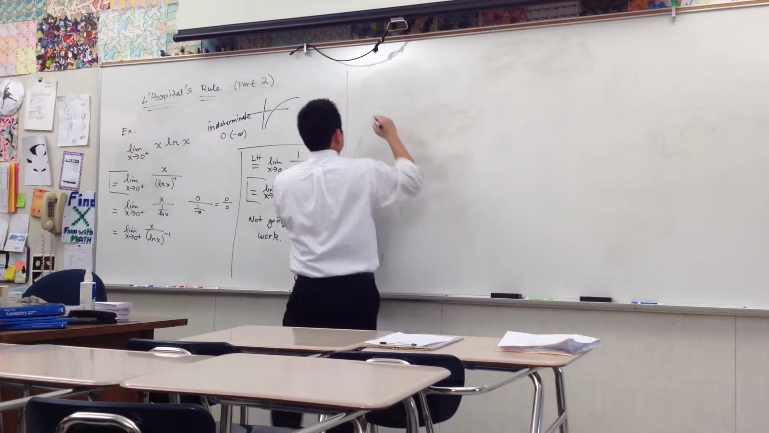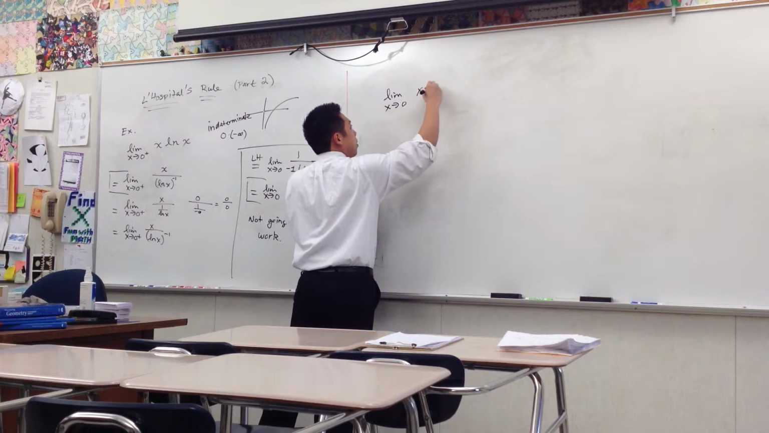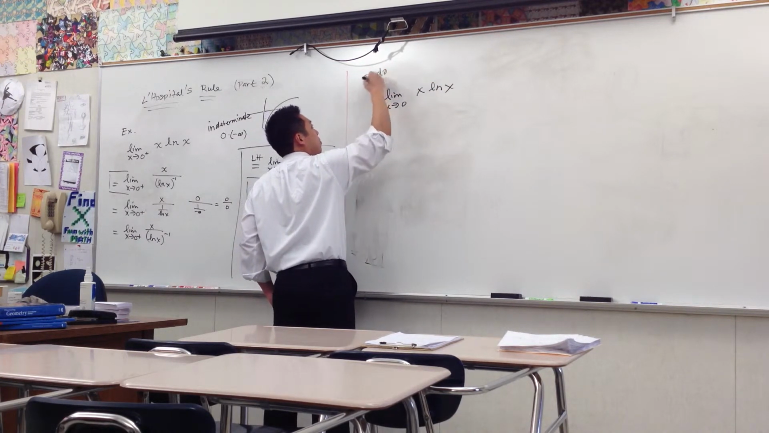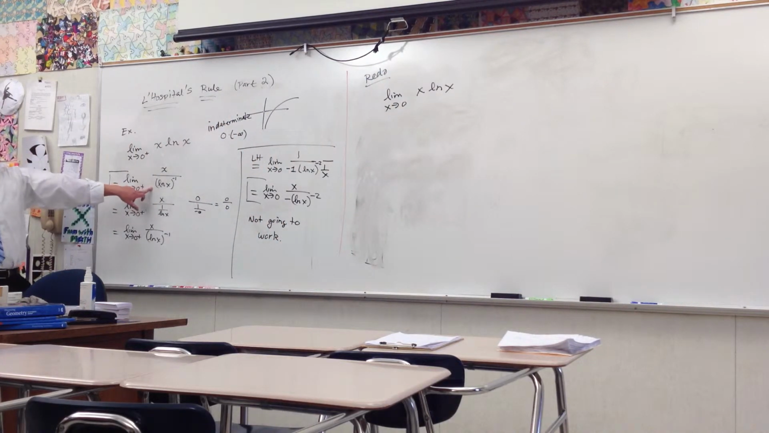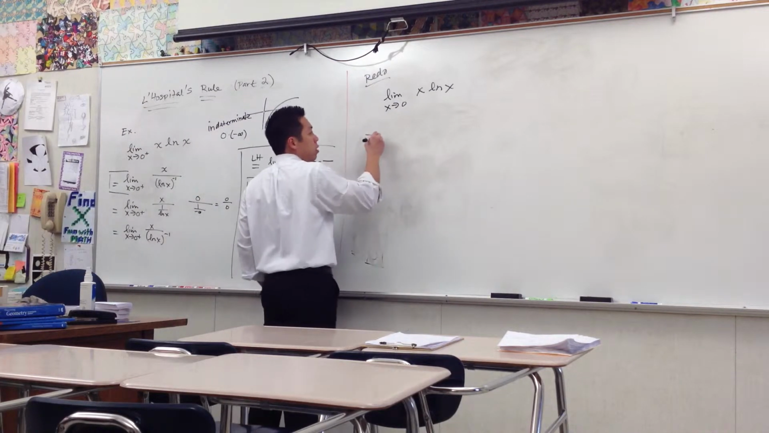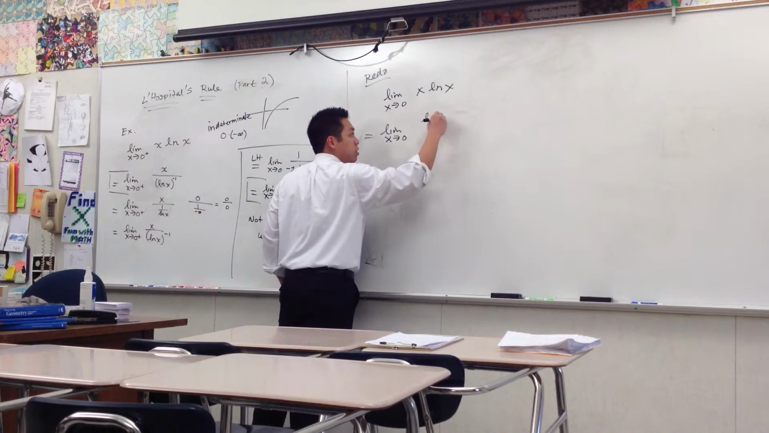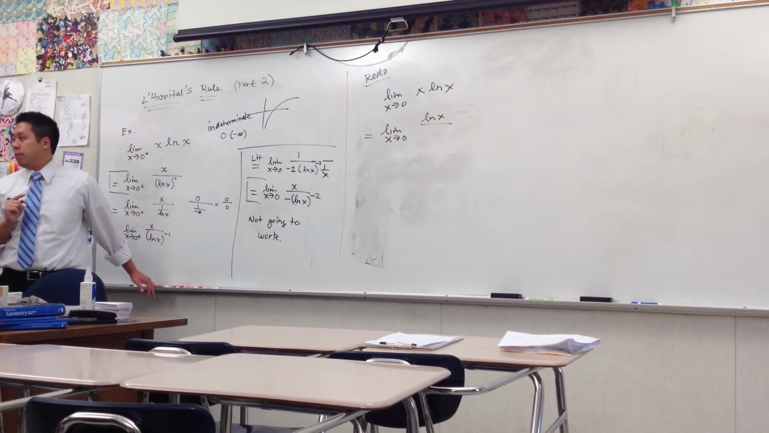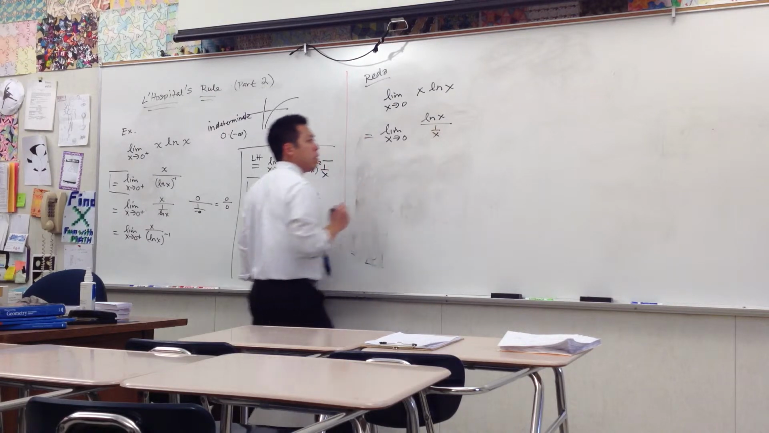Okay, so let's try this again. So redo. Alright, so instead of bringing the log x to the bottom, let's bring the x to the bottom. So I'm going to leave the log x on top, and now when I bring the x to the bottom, what does it become? 1 over x. Okay?